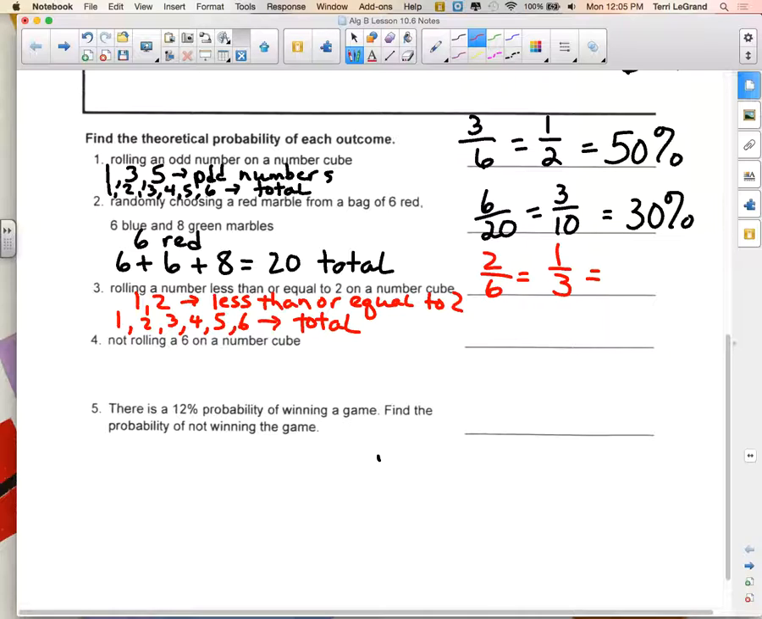Okay, do you agree with me? The things that could happen, or the things we want to happen, are 1 and 2. Numbers less than or equal to 2. And then there are 6 total possible numbers on the number cube. So 2 out of 6 is 1/3.